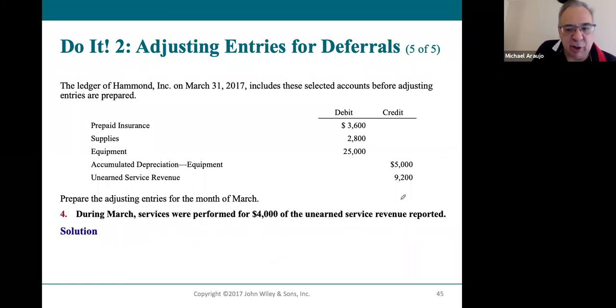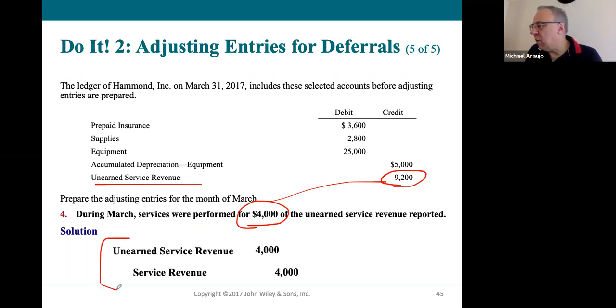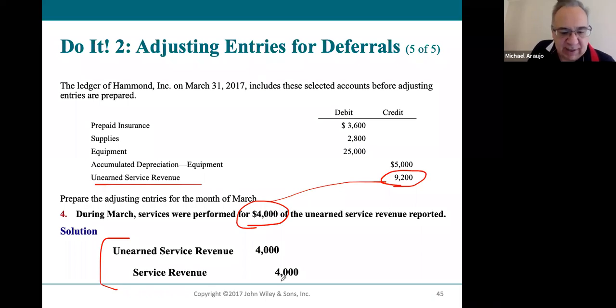And the very last one here, looks like we owed all of our customers $9,200 in whatever it is that we do. It looks like we've earned $4,000 of that. So we have to adjust that number, take it away from unearned service revenue and put it in revenue because it's ours now. And so the adjusting entry would be the debit to unearned service revenue for $4,000 and the credit to service revenue, because we've earned it now.